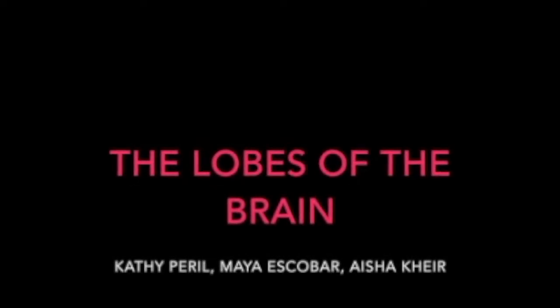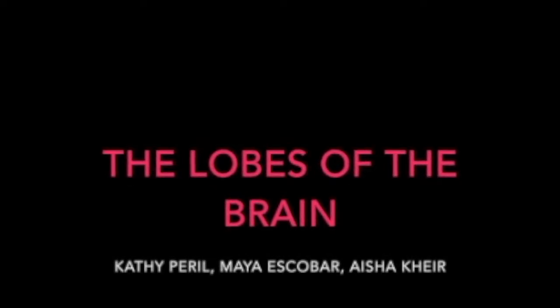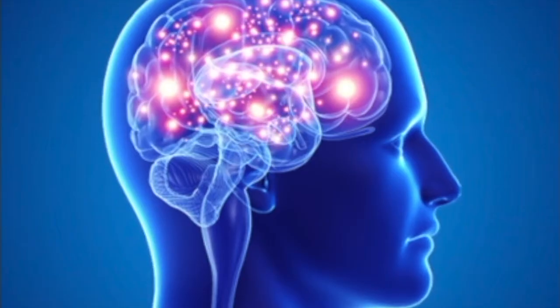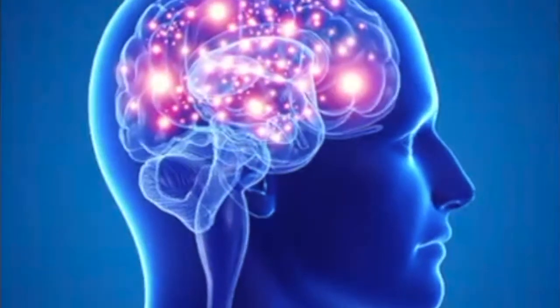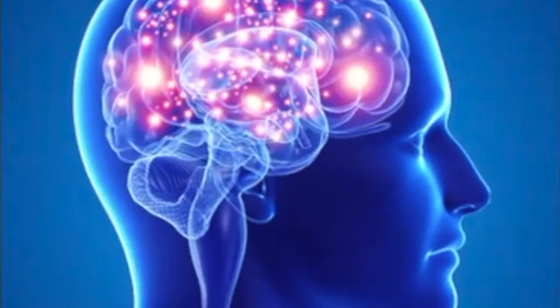Hi kids, today we will be learning about the brain. Did you know your brain is divided into 4 parts called lobes? There is the frontal lobe, the temporal lobe, the parietal lobe, and the occipital lobe.